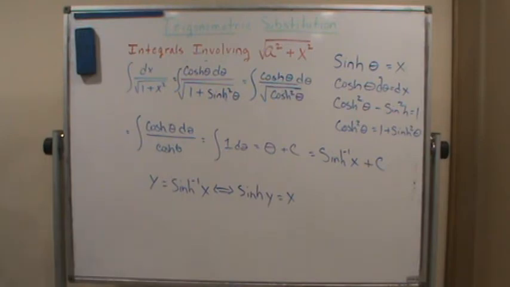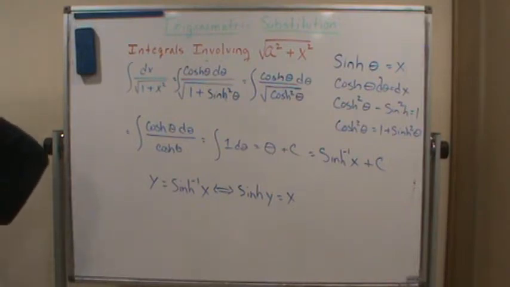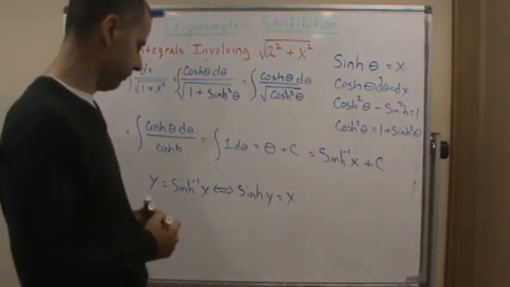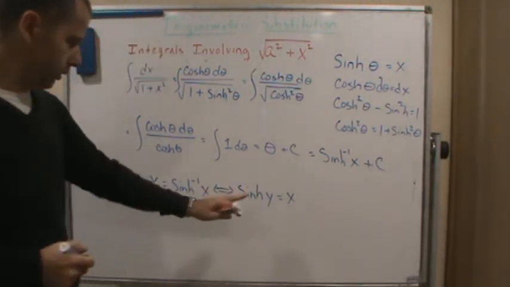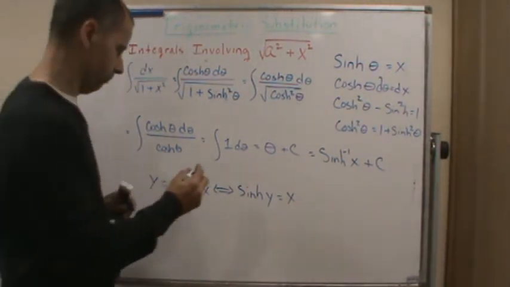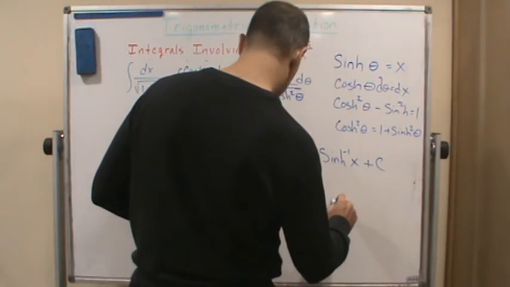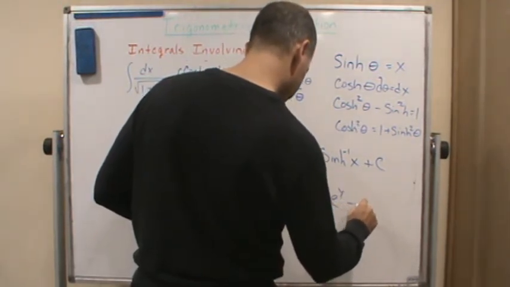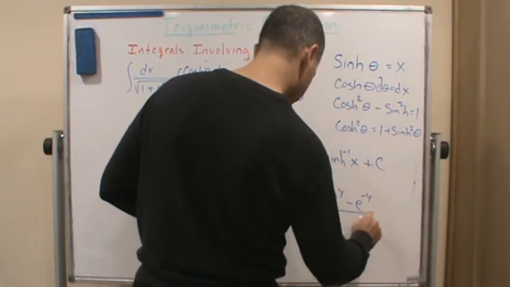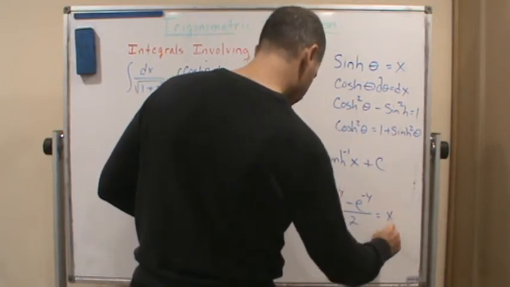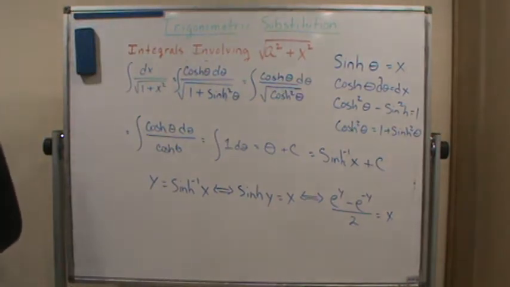This is something we didn't cover, but just to show you what I mean, hyperbolic sine involves natural exponentials. So this is going to equal, let me write it this way. Okay, so that's the definition of hyperbolic sine.